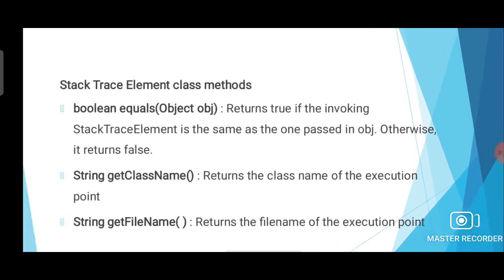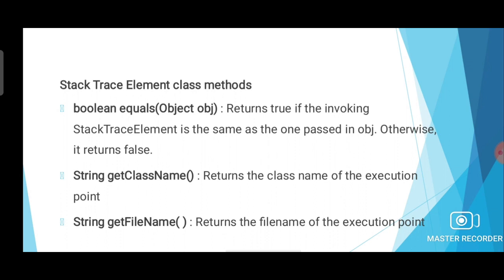Now, this StackTraceElement class consists of several methods. The first one is a boolean method, boolean equals. A boolean method always returns either true or false based upon the condition. It returns true if the invoking stack trace element is the same as the one passed in the object. Otherwise, it returns false.